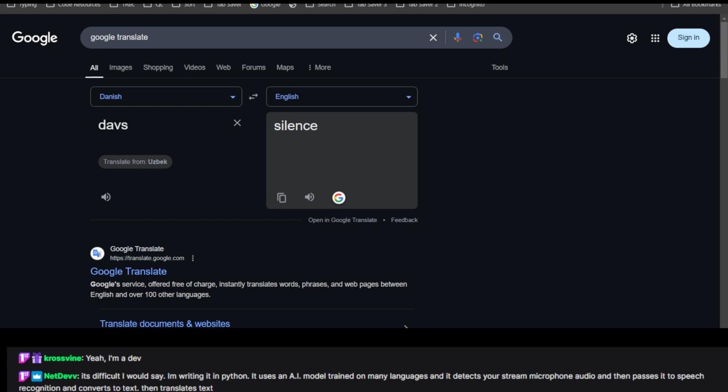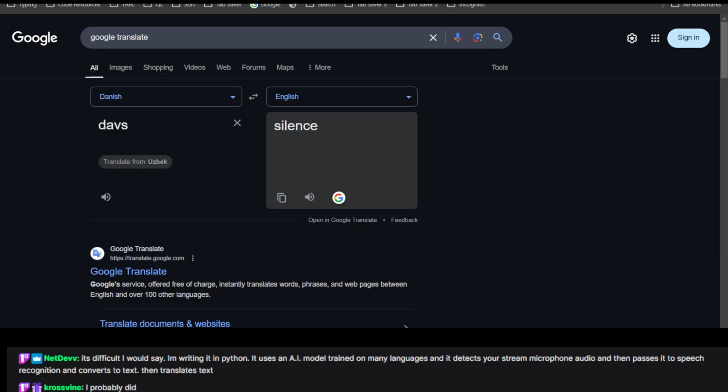An AI model trained on many languages to text or stream audio and then pass it into a speaker. Wow. Is it Whisper? Is that the AI model? Just curious. I really like Whisper.